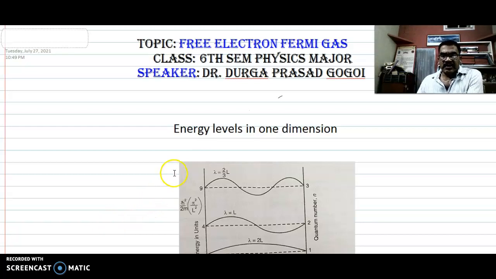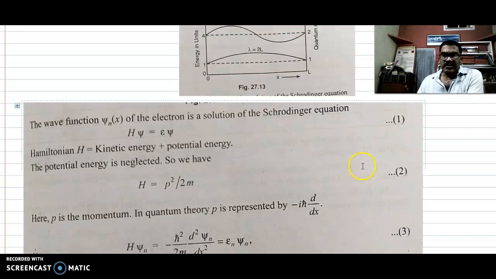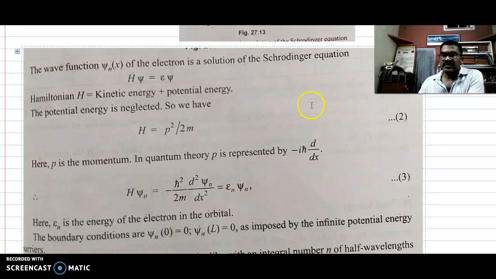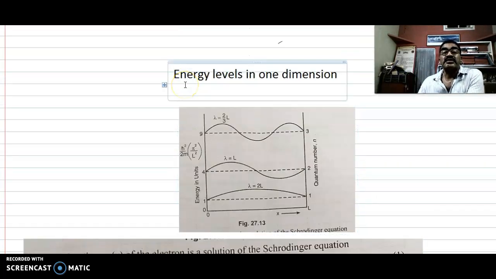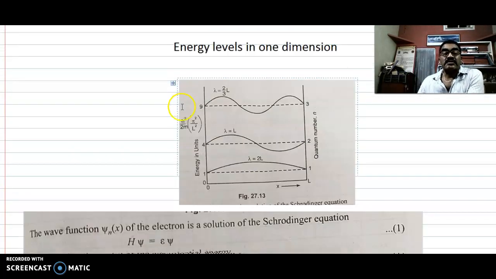Along with this topic, I will discuss energy levels in one dimension. So let us see some basic applications of free electron theory. Here we are going to discuss free electron Fermi gas.